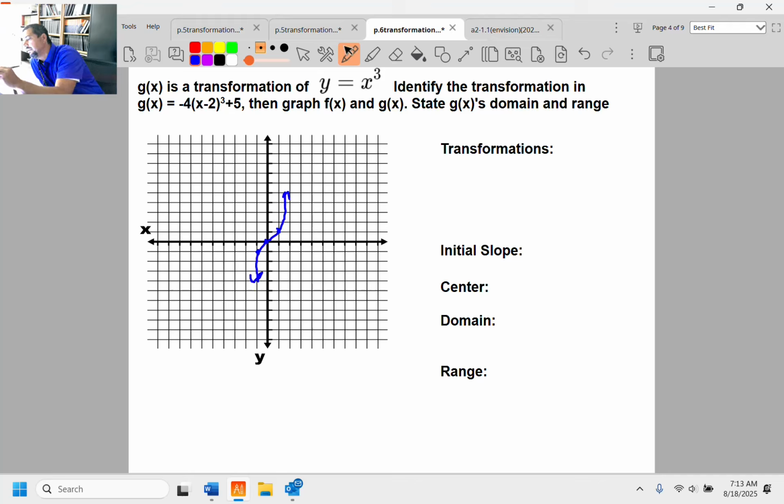Alright. The kid is right 2, up 5, right 2, rise 5. Let me change colors there. Right 2, rise 5. And then the kid has a slope. Okay, this is your initial slope of -4. So I'm going to fall 4 and run 1. And I'm going to rise 4 and run 1. This is the kid.